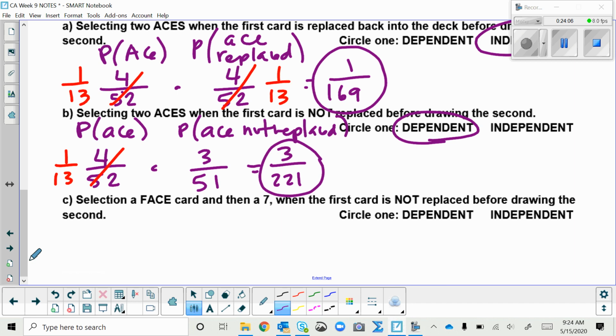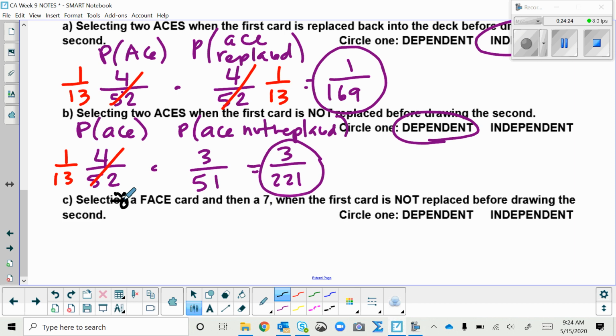Okay, back to the notes. Selecting a face card. It should say selecting, right? Selecting a face card and then a 7 when the first card is not replaced before drawing the second.